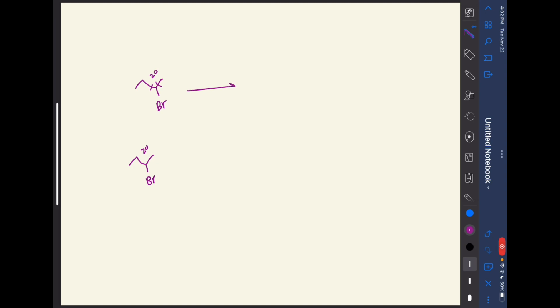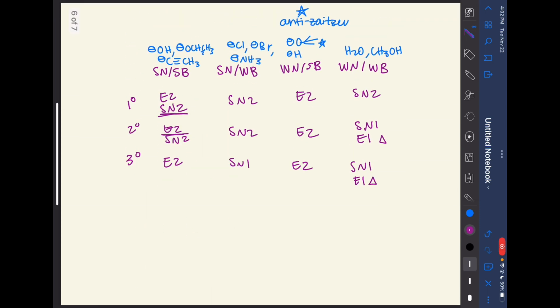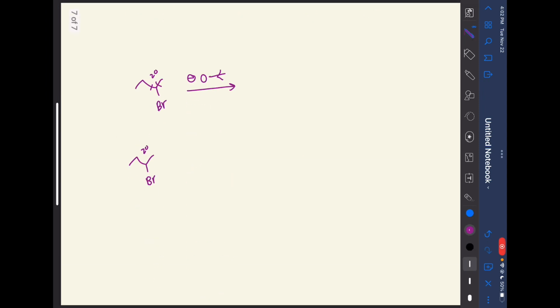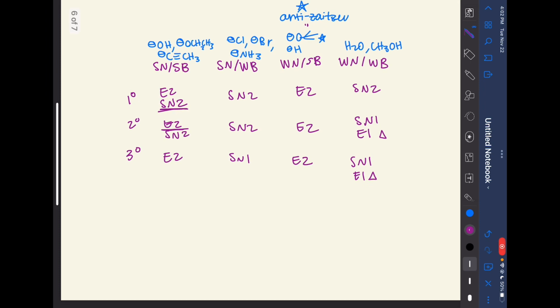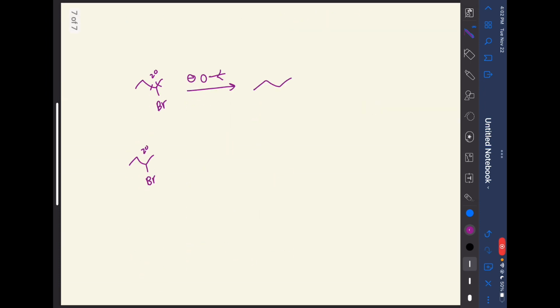Let's throw in this bulky base that we talked about. So bulky base, secondary alkyl halide, bulky base, secondary, E2, elimination. Anti-Zaitsev, remember we talked about anti-Zaitsev, the least substituted, so the double bond would fall right here.